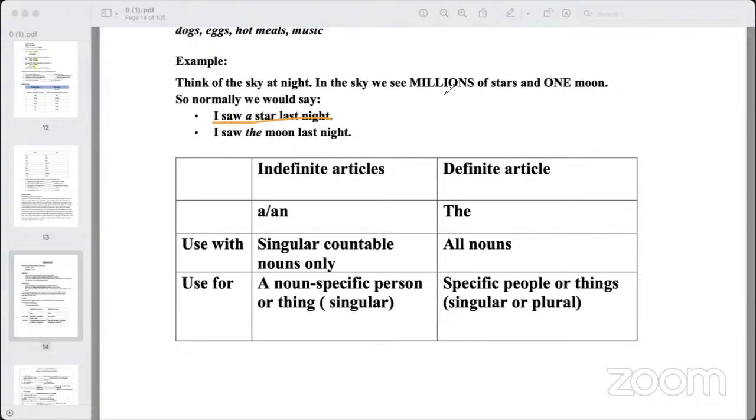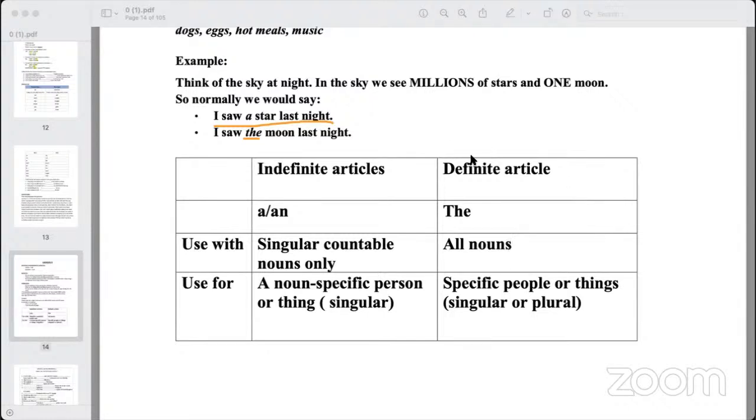And it's the same with the moon. You won't say, I saw moons last night. There's only one moon. So you say, I saw the moon, because you're being specific. So that is the difference. With the star, you won't say, I saw stars last night, or I saw millions of stars last night. In general, you would just say, I saw a star last night.